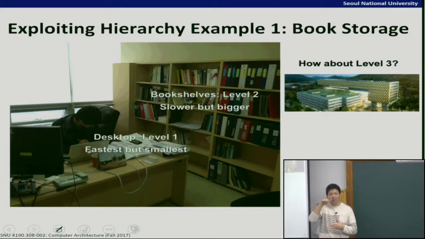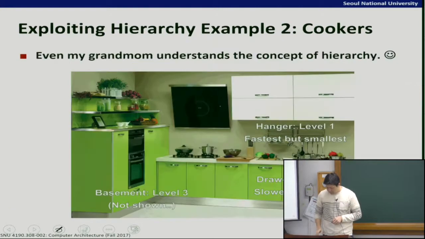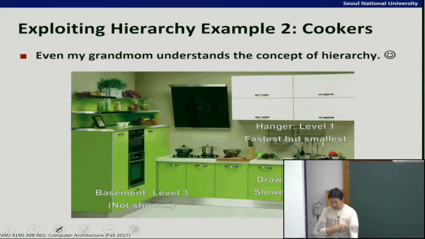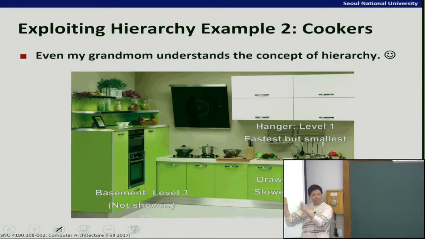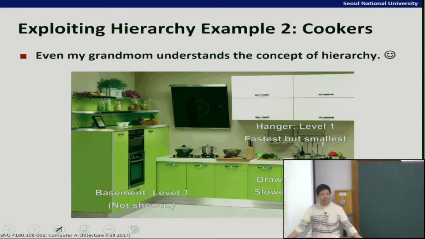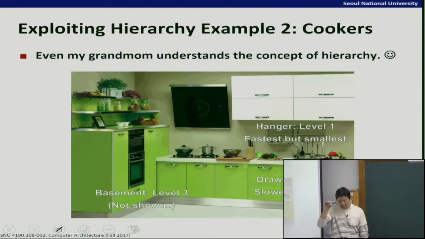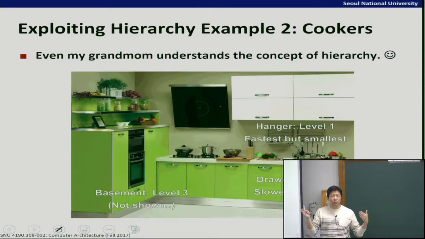There's a hierarchy of storage. Second example: even my grandmom understands the concept of hierarchy because in her kitchen, she had a hanger to put some cookers which she used most frequently. So this one is the fastest but smallest. The second one is maybe a drawer, level 2, which is a little bit slower but bigger. Maybe in the basement you have some storage, which is slowest but biggest, right? So that's the idea of how we can organize storage space in a hierarchy.